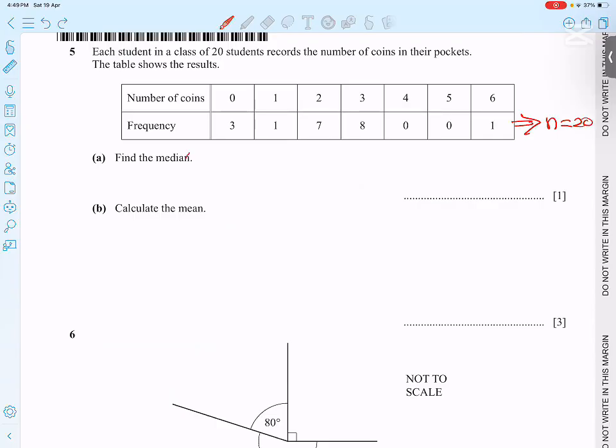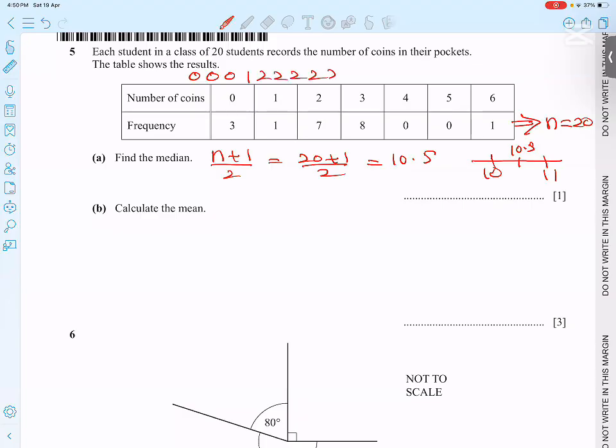Okay. First part, he is asking the median. What is the formula for the median? N plus 1 divided by 2 will give us the position. N is 20 and 20 plus 1, I got 10.5. And 10.5 is basically coming between the 10th and 11th. So this 10.5 comes in the middle, so I'm looking for the 10th term and 11th term. Basically, 0 comes 3 times: 0, 0, 0. Then 1 comes 1 time: 1. 2 comes 7 times. 3 comes 8 times.